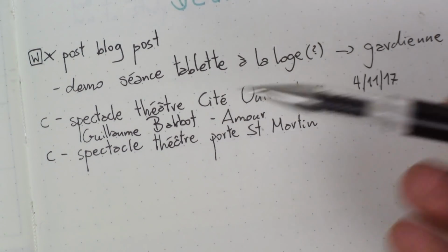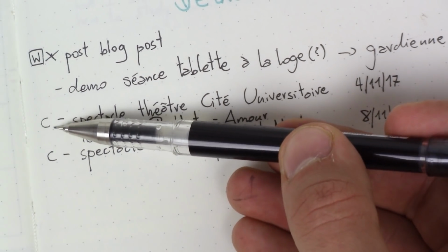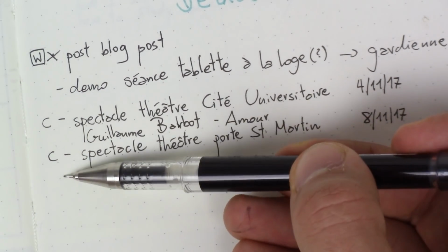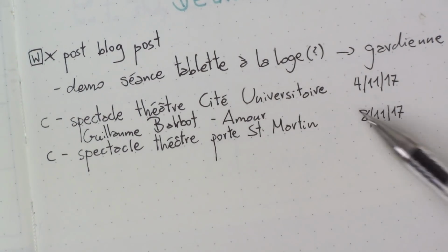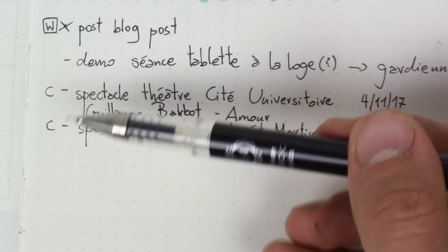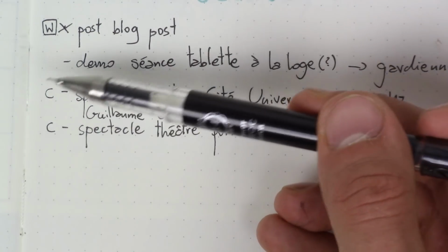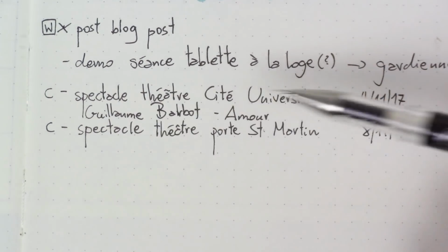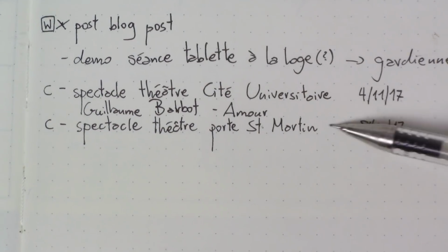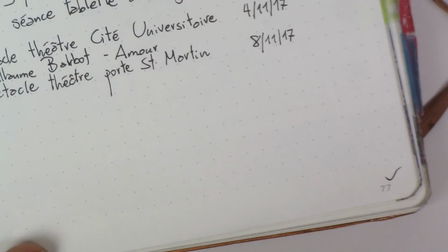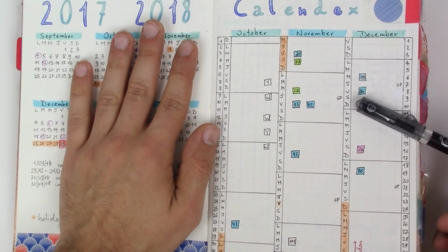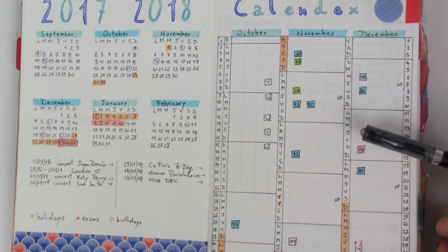And as you can see here on page 77, I had put a signifier, a C, that stood for Calendex, and here I have the description of the information and the day. So I turned a note entry into a Calendex entry, and then I reported that this information was on page 77 in my Calendex.